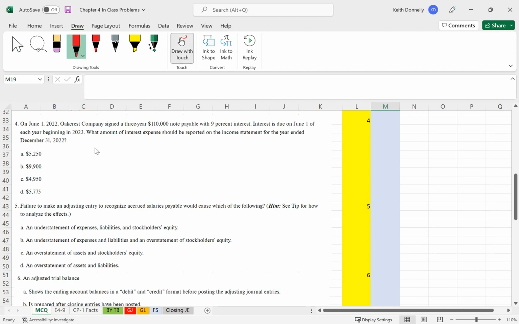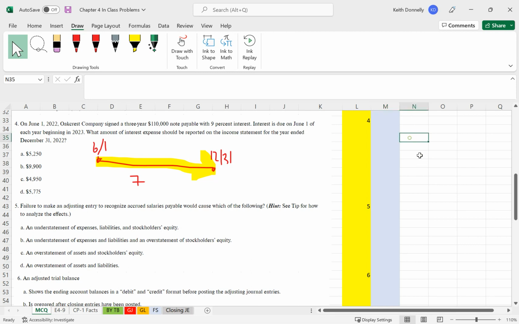Okay, so on 6/1, June 1st, we got the note, and here we are at 12/31. We have to accrue interest for this period here. So we have June, July, August, September, October, November, December. That's 7 months.